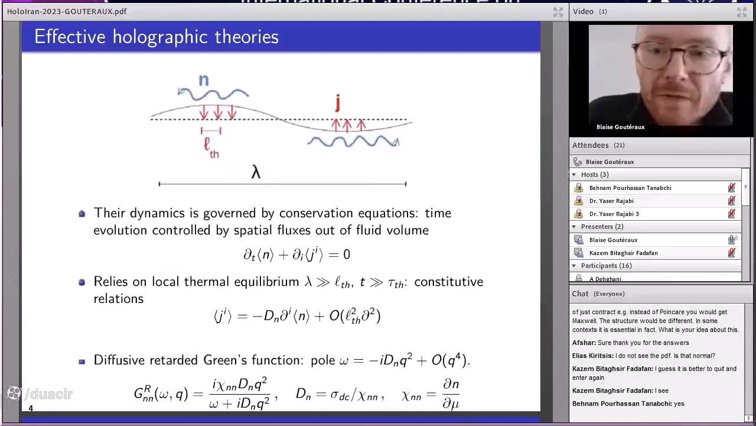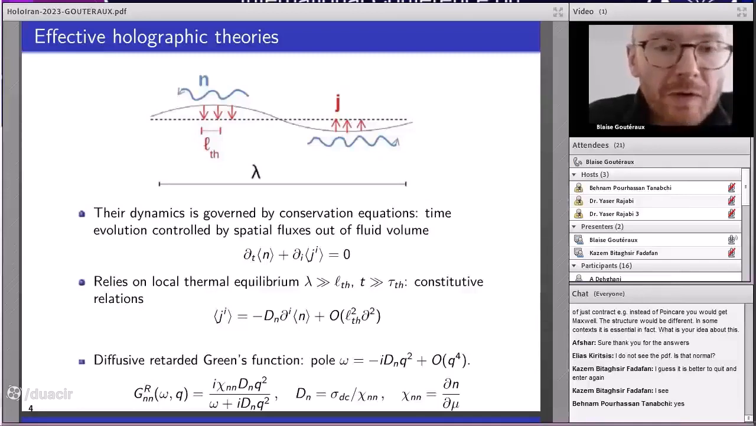Now the dynamics of these conserved charges is governed by the conservation equations. In particular, the time evolution of their densities is given by the flux of spatial currents out of fluid volumes. This construction, as I said, relies on local equilibrium, and the condition for that is that the time is large compared to the local equilibration time, and the length is large compared to the local equilibration length. Despite this, we can then write constitutive relations for the spatial fluxes.